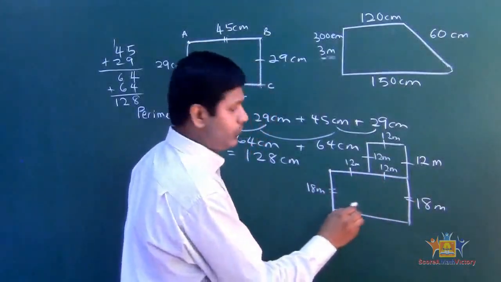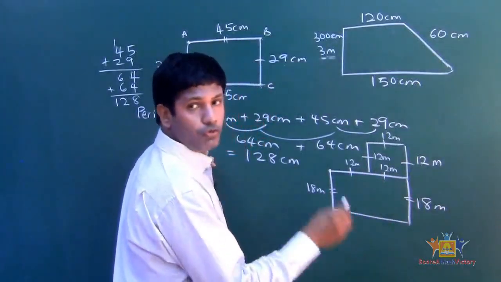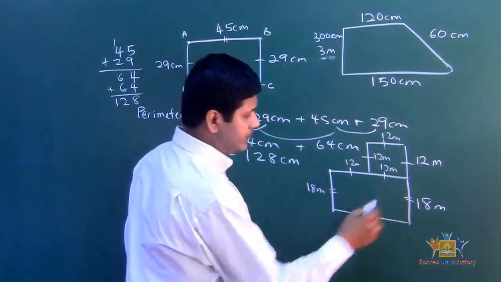This one, from here to here, is 12 plus 12. So what would this be? Also 12 plus 12, which would be 24 meters. See that? So that's how you use it.